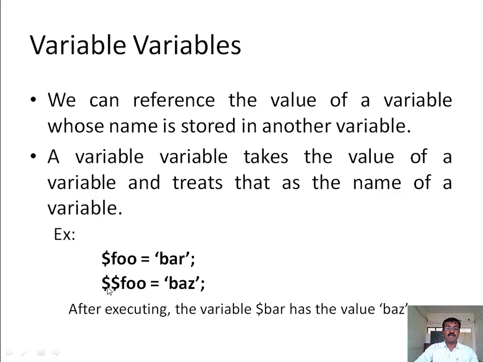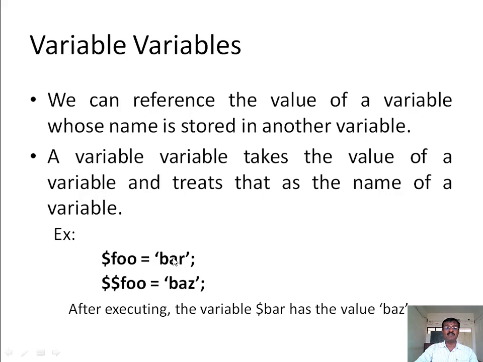How? By placing two $ signs in front of the variable name. If I place two $ signs in front of the variable name, the value of this variable becomes another variable. The value is bar, and this value, bar, becomes the variable. For that variable, I am assigning some other value called bars. So here bars is the value which I am storing into the variable called bar.